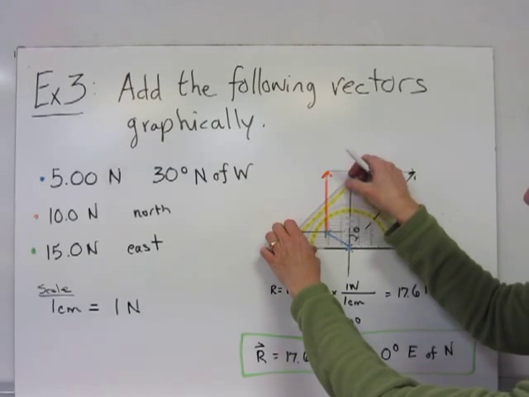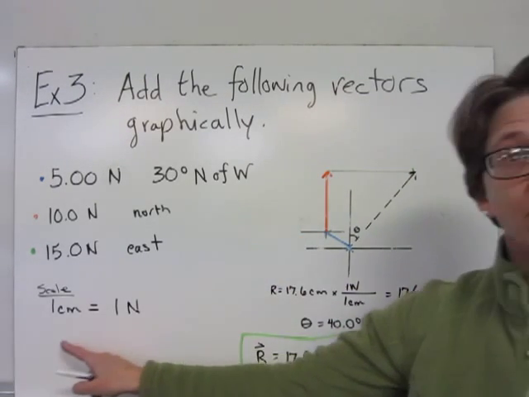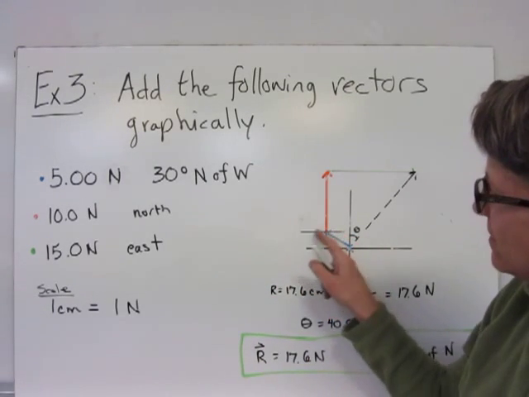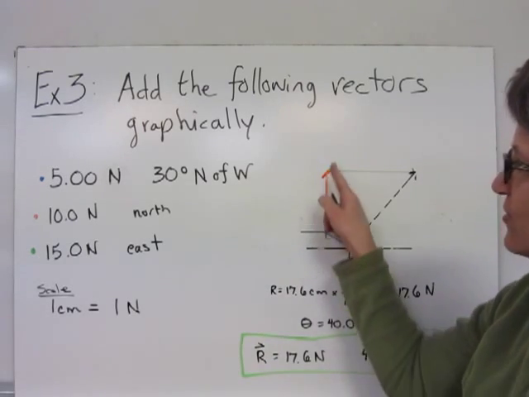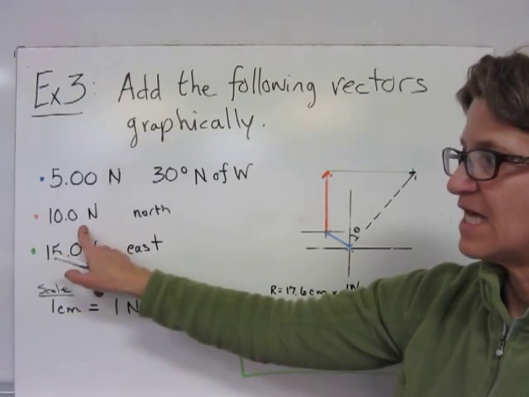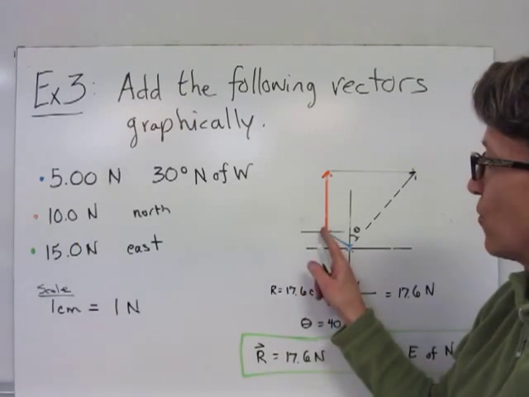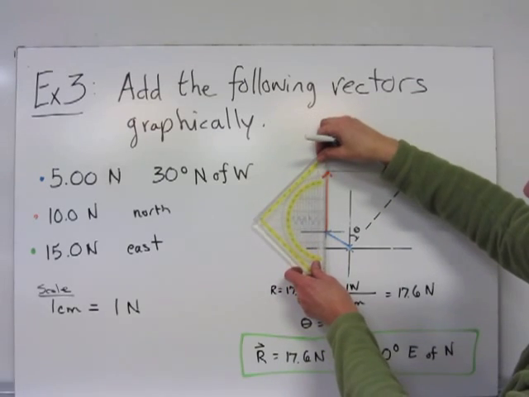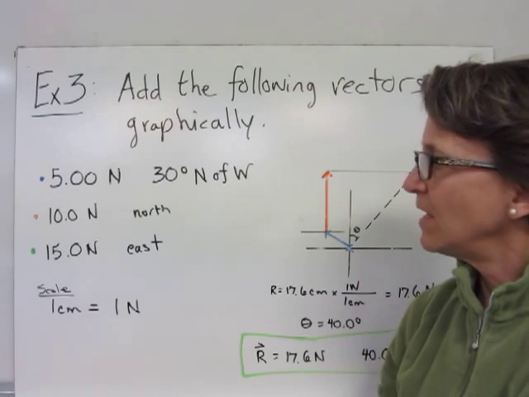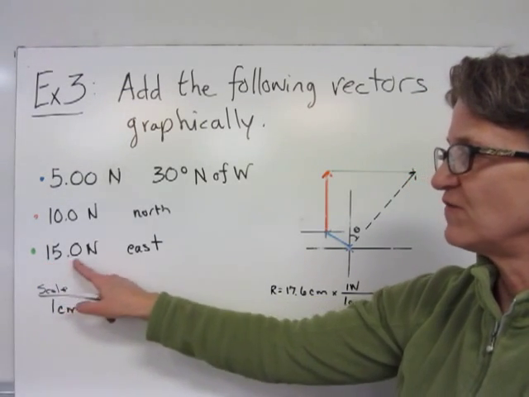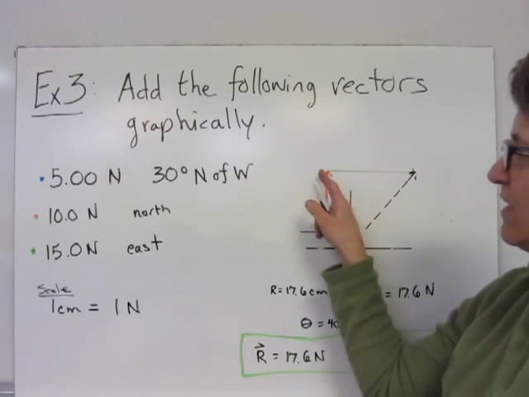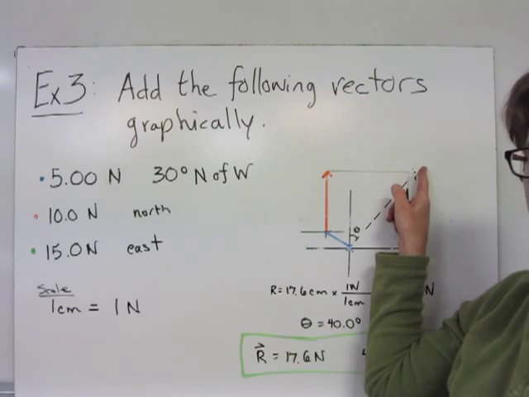I've drawn it to scale, so I've drawn it about 5 centimeters in length. My next point, I've drawn a little coordinate system so that I can head directly north from the tip of my last vector. I want to draw it 10 centimeters directly north. So I drew 10 centimeters to the north and put a tip on my vector. My last vector is 15 newtons east. So 15 centimeters directly to the east, and there's the tip of my last vector.